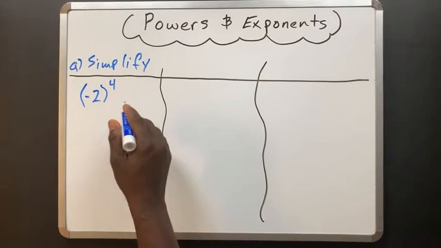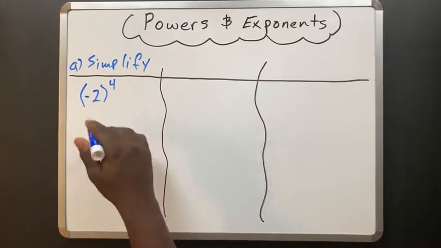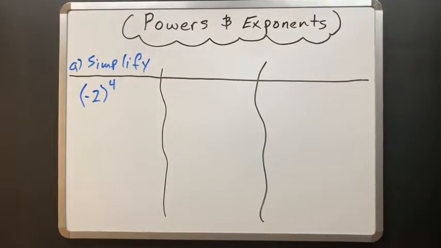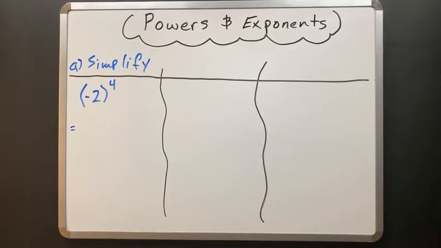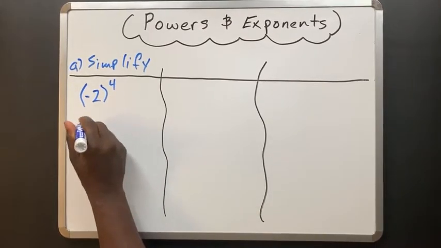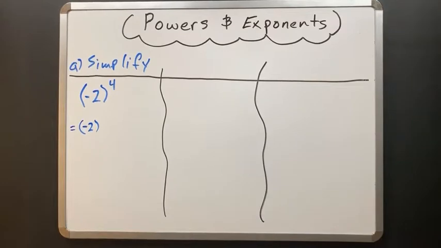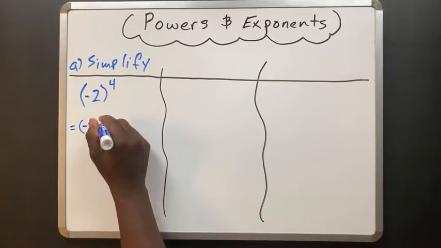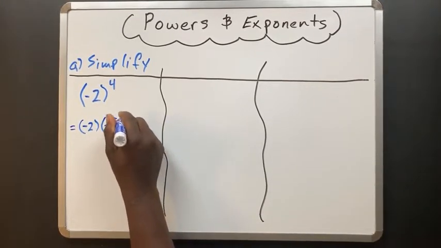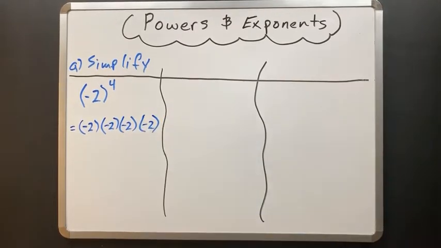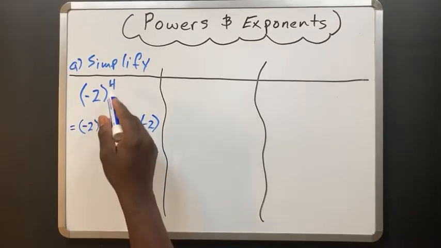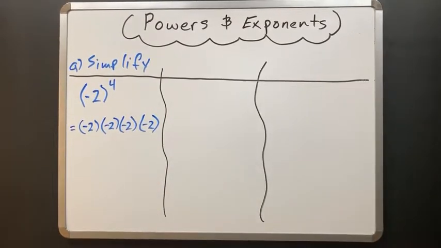And in rewriting it, we're going to simplify it, okay? So we have -2 raised to the fourth power. That equals, and you notice -2 is in parentheses. So we have -2. We're going to multiply that how many times? By itself. Right, 4 times. So that's -2 times -2 times -2 times -2. Okay. -2 to the fourth power means multiply -2 by itself 4 times.